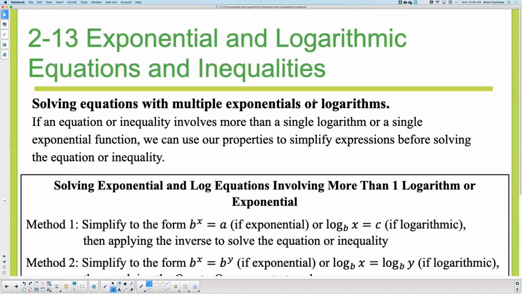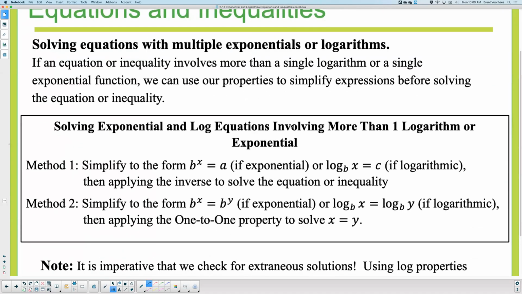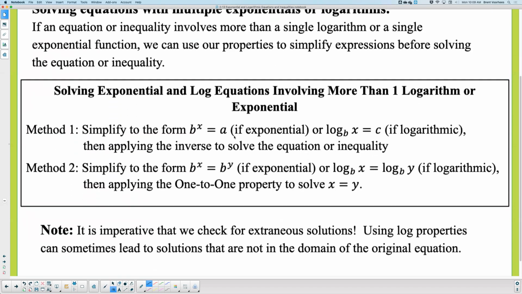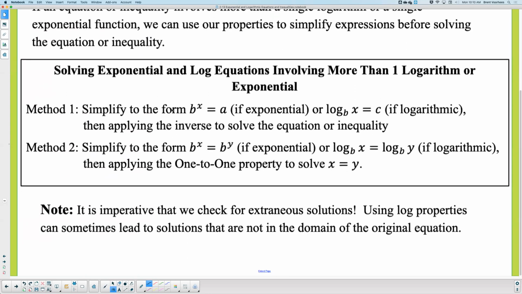So now let's move on to example 3. What we're going to do now is what happens when there's more than one exponential or more than one logarithm. From this point on is what happens if there's more than that. Now there's two different methods. One is if you can apply properties to get it to become one log or one exponential, then do so and solve just like we've been doing. Or method 2, I should say, is to use the one-to-one property.